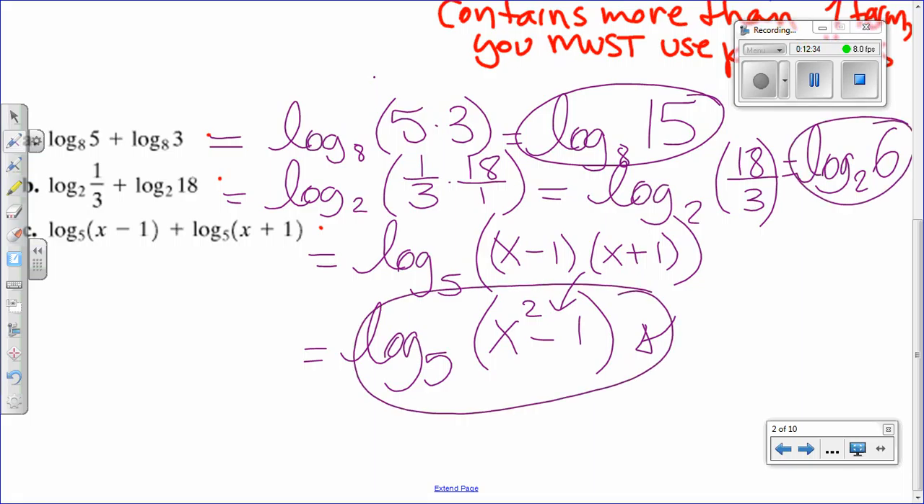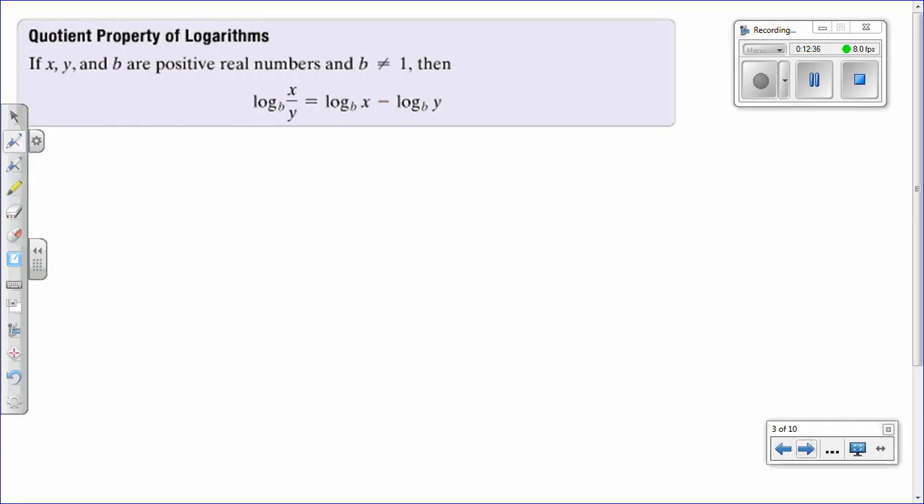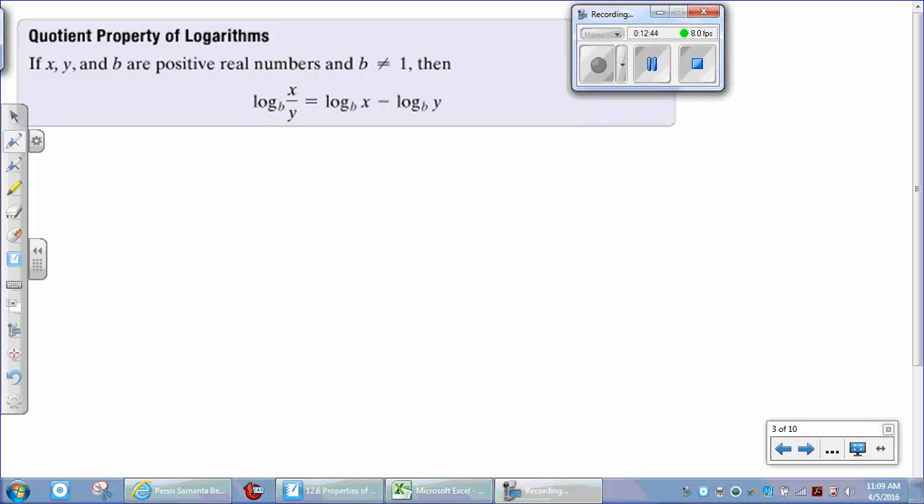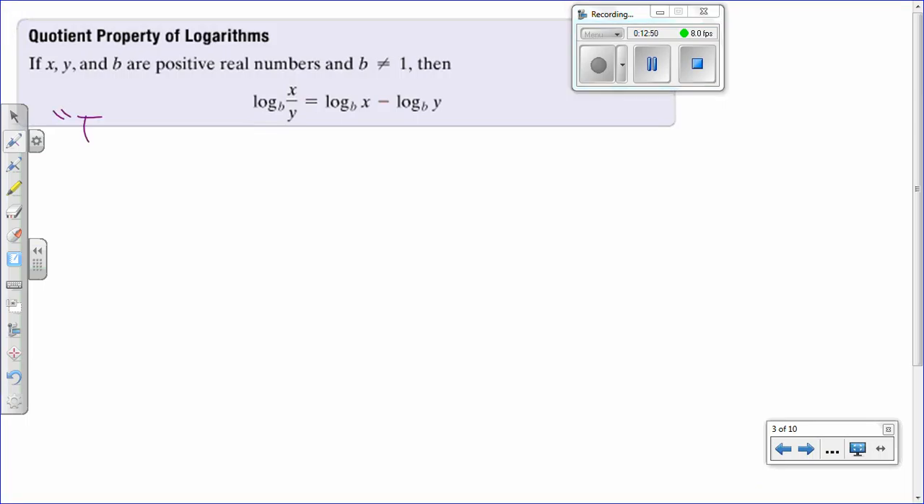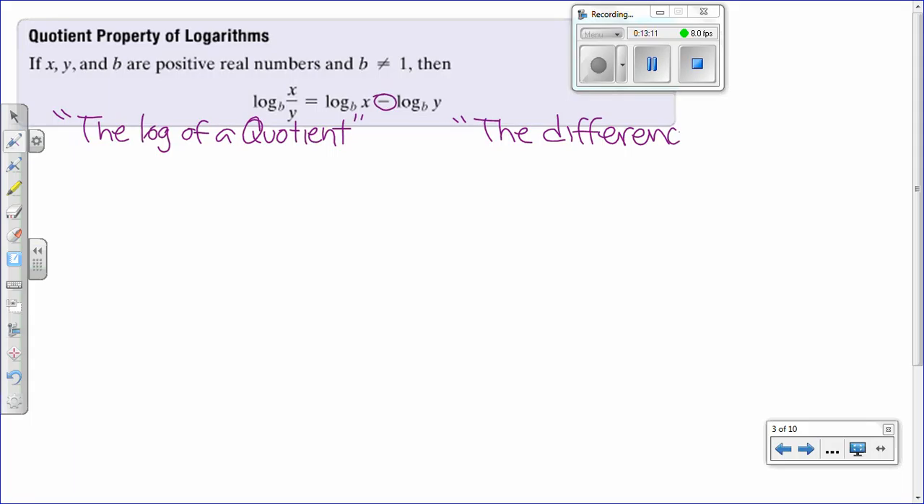Okay, now let's go to the next rule. So we have the quotient property of logarithms, and you already know that that implies division, right? So we're going to go from division to subtraction. So this is called the log of a quotient, which is like a ratio. And then on the right side, we have the difference, because they are subtracting each other. The difference of two logs.